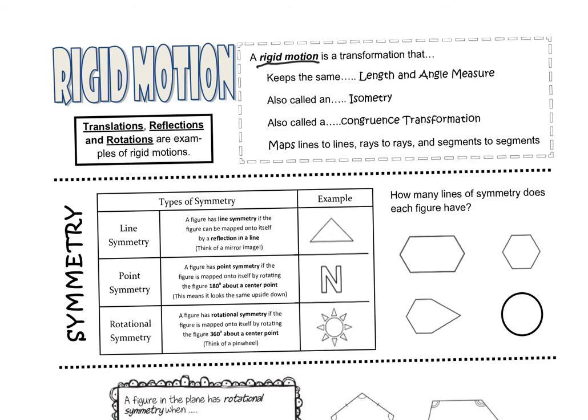A rigid motion is a motion where the shape does not change, right? And hopefully we've been talking about this in our classes, but a translation, a reflection, a rotation, right? This box right here talks all about those 3 examples of transformations that are rigid motions because the shape does not change. Now the location of it changes, but the shape itself does not change.